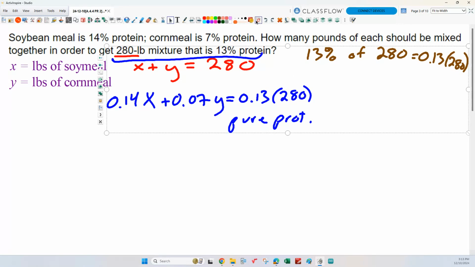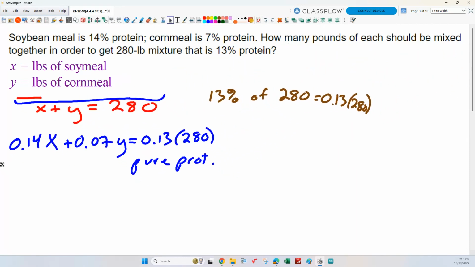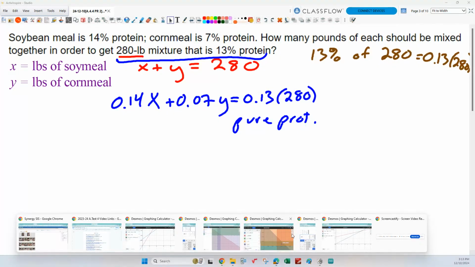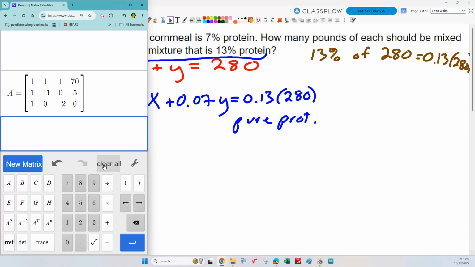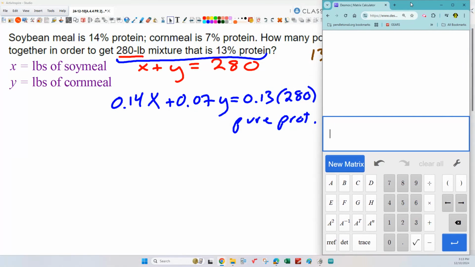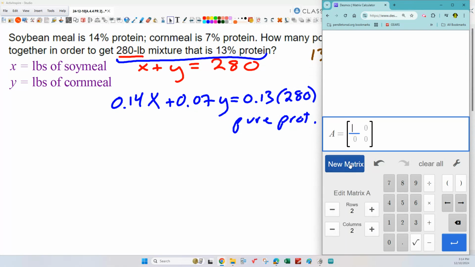Here, I'm going to move all this stuff down. Oh, I guess that won't work. I'll just leave it there. Okay, so we've got to put that into the matrix. That's fine. We can do that. So there's our two equations. I need a new matrix. What size? How many rows in my system? 2, because there are 2 equations. How many columns? 3.